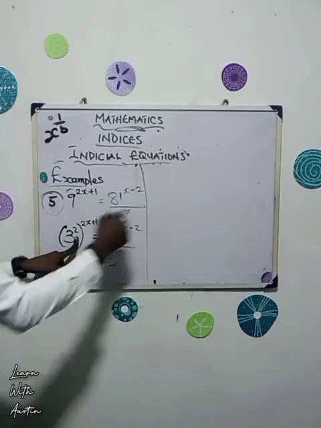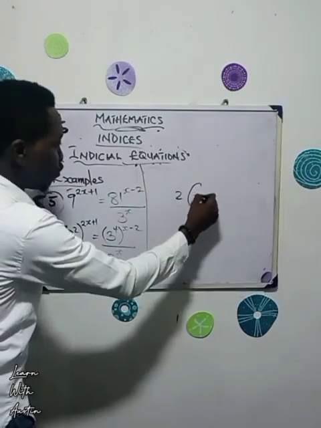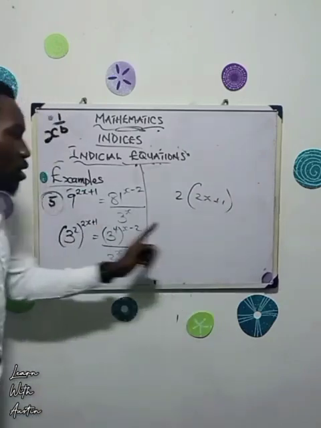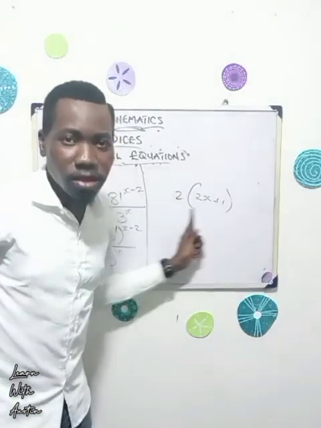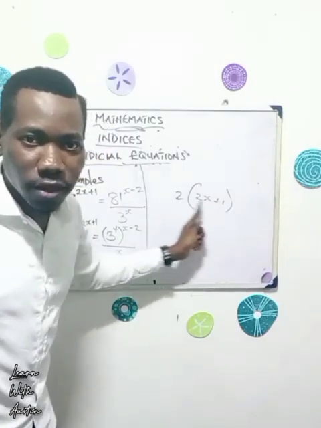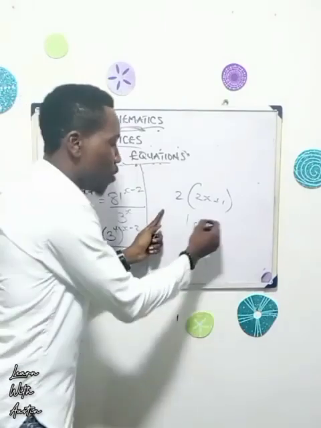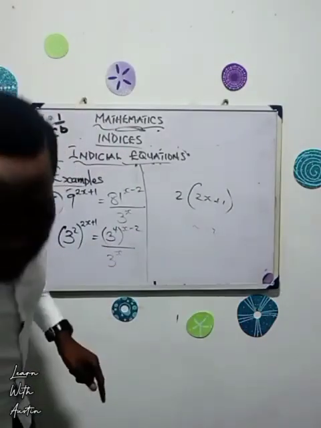So 2 multiplying 2x plus 1. You know that this 2 is not multiplying 2x alone. It's going to multiply 2x and at the same time it's going to multiply plus 1, right? So 2 times 2x will give you 4x and then 2 times plus 1 will give you plus 2. So let me just write it like that.